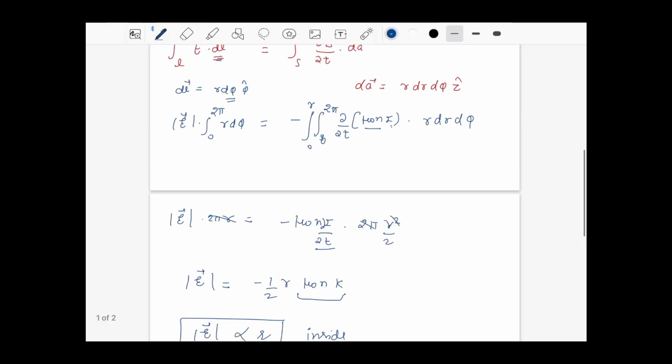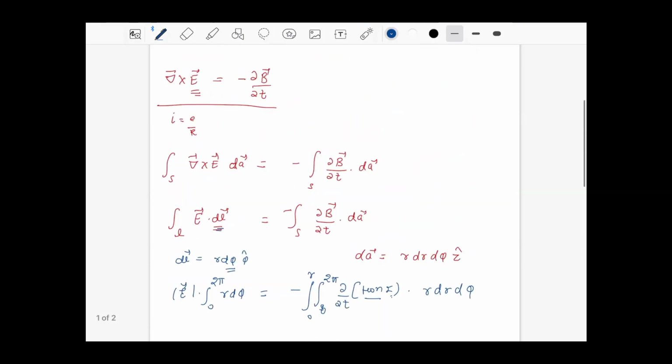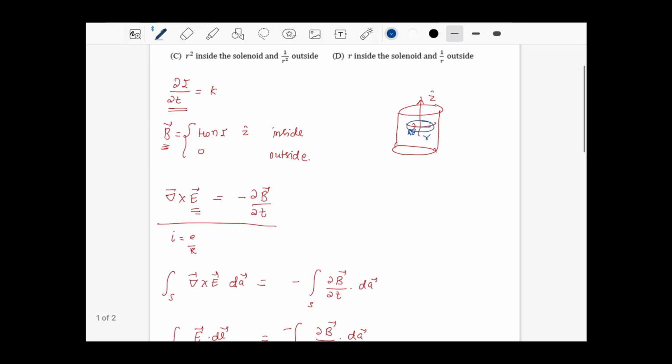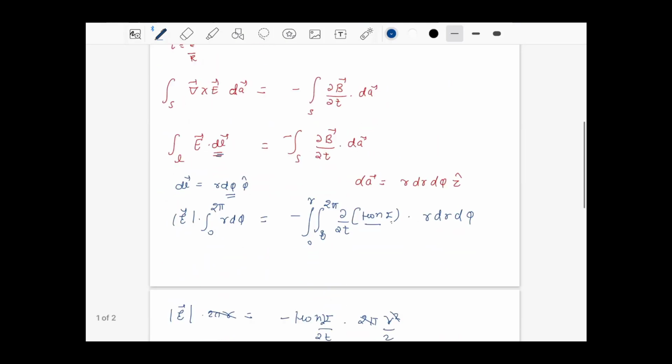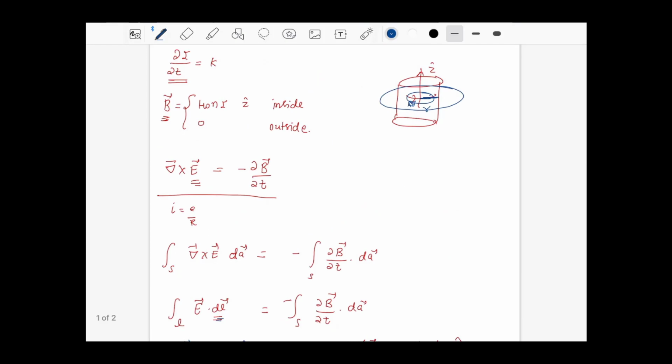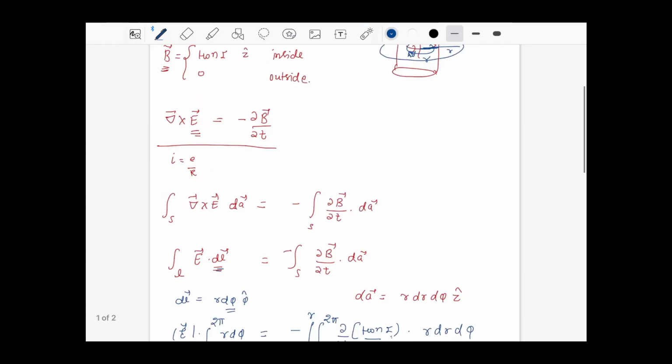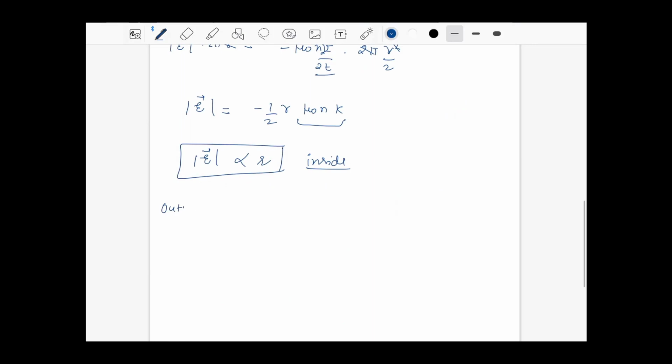Now let us consider the outside case. In the outside case, the only thing that changes is that we have to take the amperian loop outside, but the magnetic field is non-zero inside and zero outside. So the radius of this outside loop is now taken as R. So in the case of outside, when we calculate the closed integral of E vector dot dl, it is again magnitude of E outside, integrated over phi from 0 to 2 pi times R d phi. So basically it is E times 2 pi R.